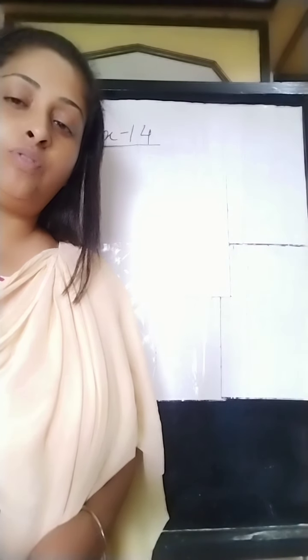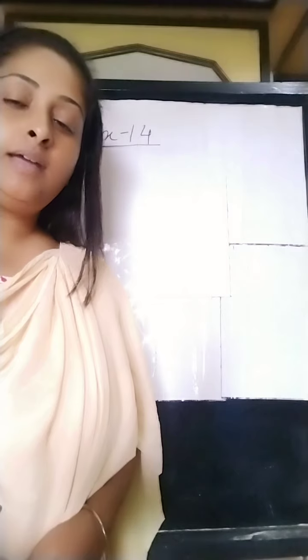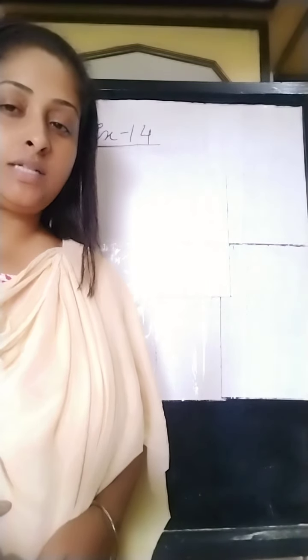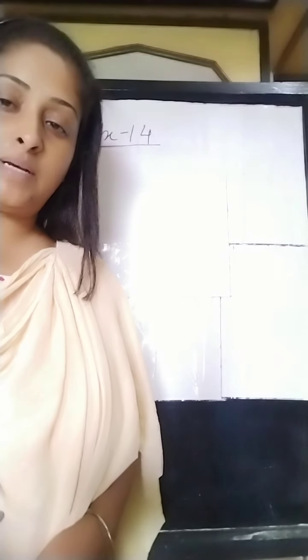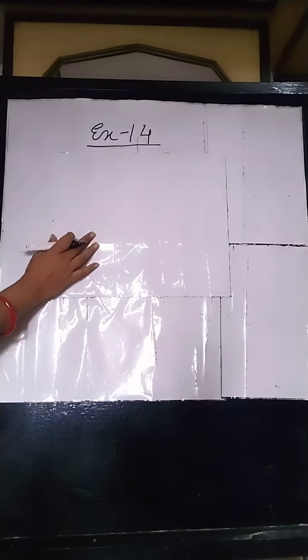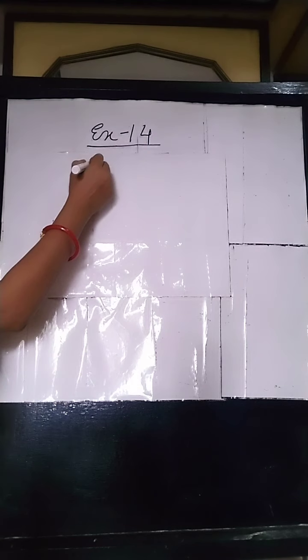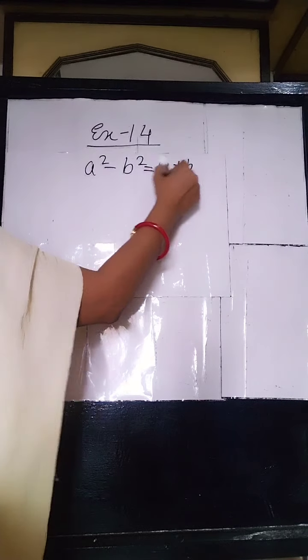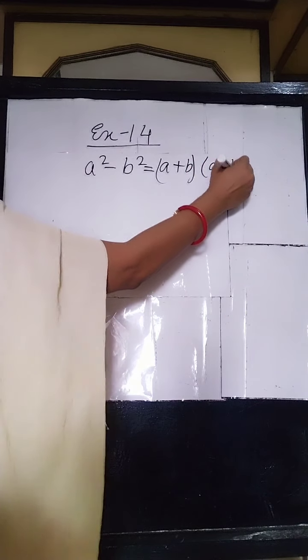Today also we will focus on exercise 14, the formula chapter from the algebra part of your second unit test syllabus. Now exercise 14, as I have told you earlier, contains a variety of sums based on the formula a square minus b square is equal to a plus b into a minus b. Based on this formula, a variety of sums are there. So from that we will solve a few sums today in this class.